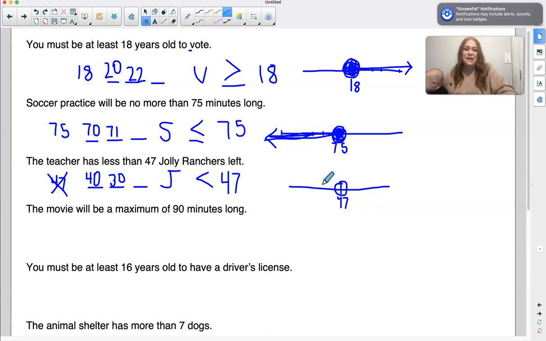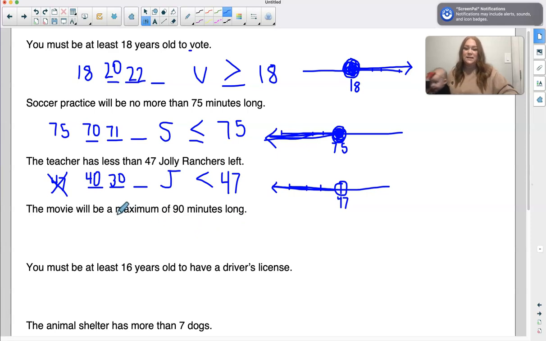Now my solution said it could be 40. I said it could be 30. Maybe you said, I have one Jolly Rancher left. So I connect from my circle and draw that line all the way off the line. So it has to be less than 47. It's not filling it in, so it's not equal to 47.